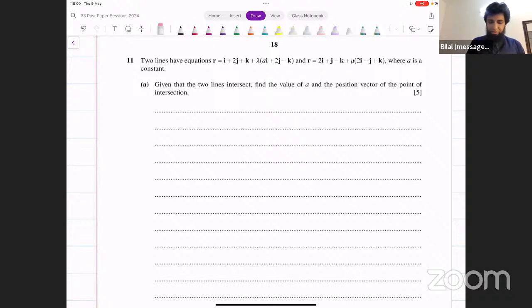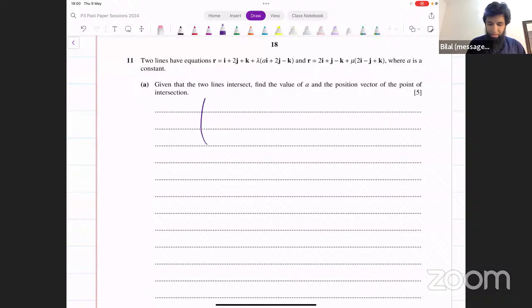2 lines have these equations. Given that the lines intersect, what I'll do is do it very quickly. Given that the 2 lines intersect, find the value of A and the position vector of the point of intersection. Now, how do you start? First of all, write this in column vector form. That makes things easier to understand.